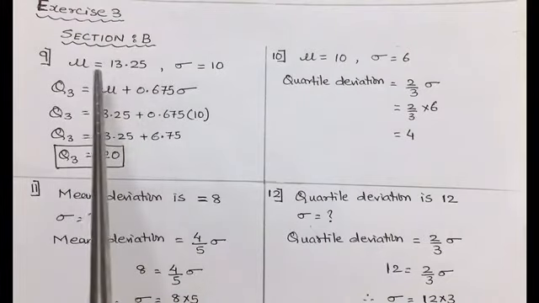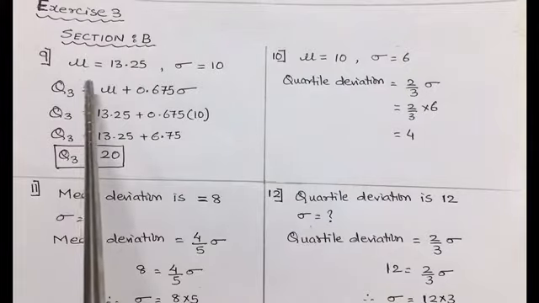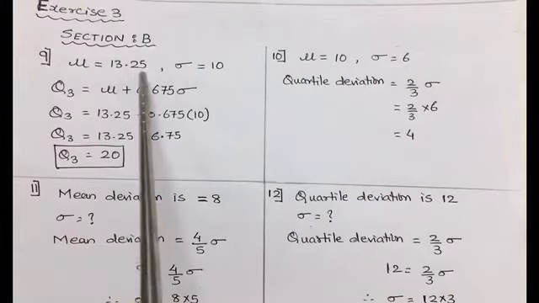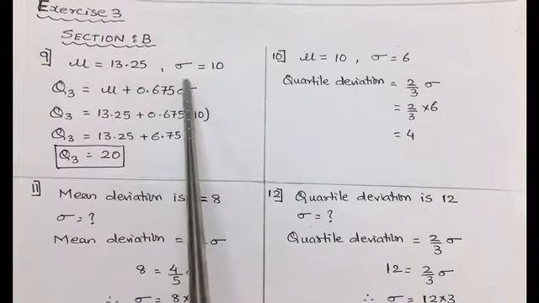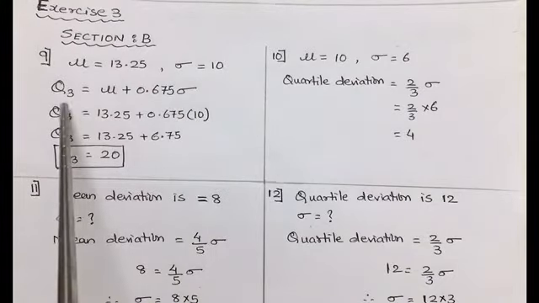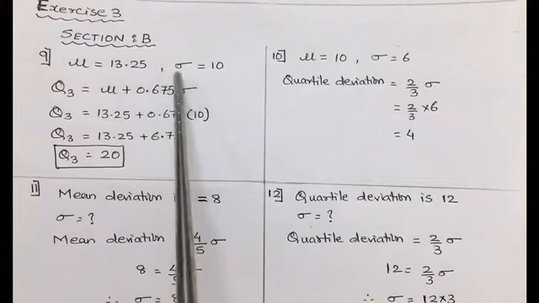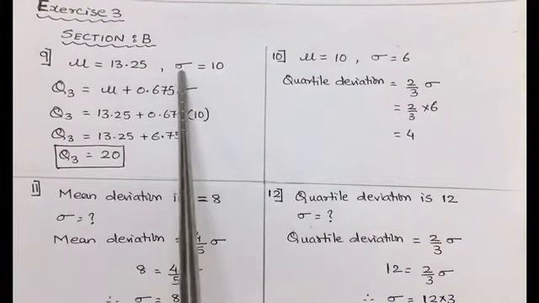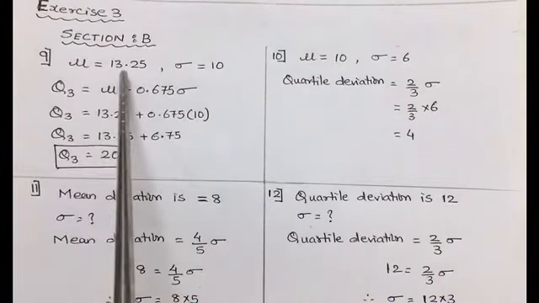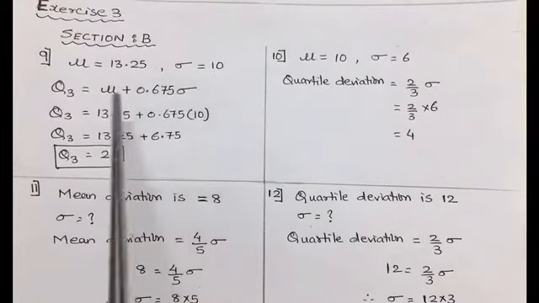Now it is given here as the 9th example. Mean is 13.25. Standard deviation is 10. We have to calculate the third quartile. Mean is denoted by mu and standard deviation is denoted by sigma. So mu value is 13.25. Sigma is equal to 10.